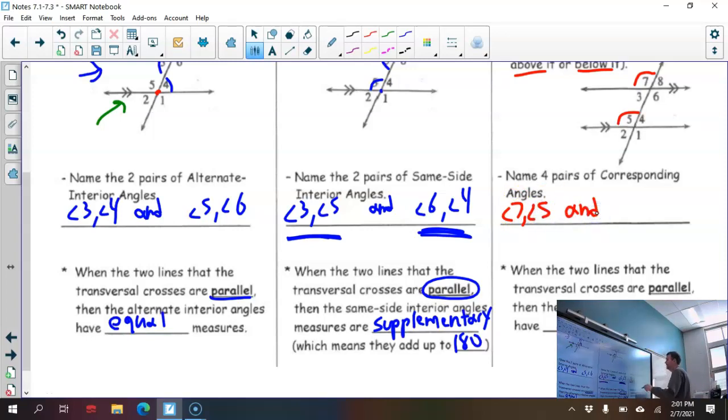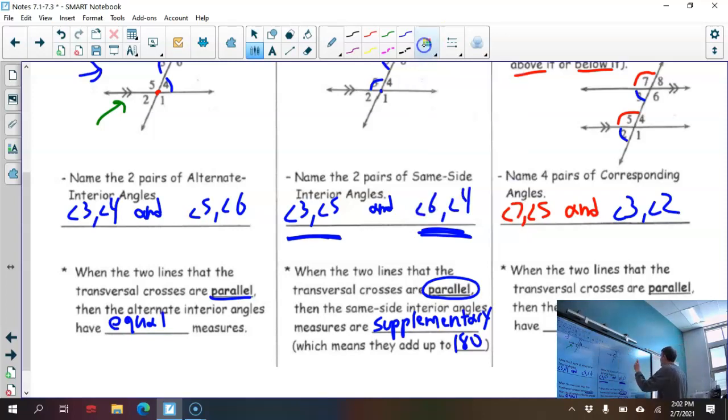And another one would be, let me use a different color. You probably don't need to write them all. Well, you should write them all down. You don't need to mark them all like I am. Another one might be angle 3 and angle 2. All right, they're both on the left side of the transversal, and they're both below their parallel line.